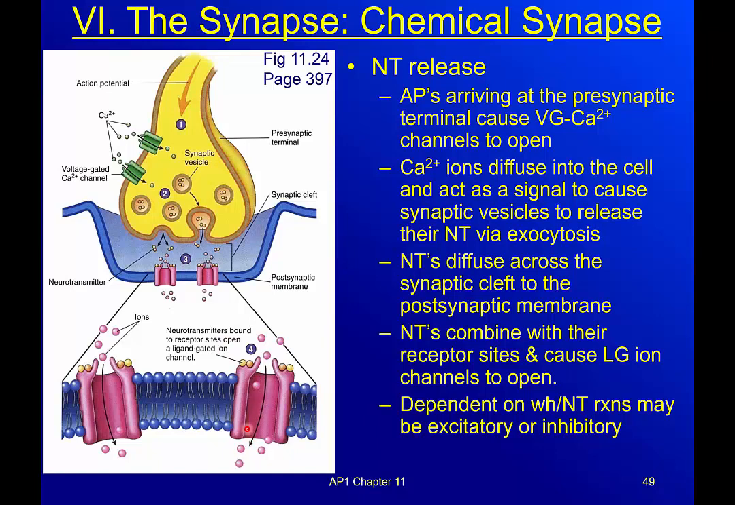Now, it does kind of depend on which neurotransmitter is being released. It can be either excitatory or it can be inhibitory. So excitatory means I'm going to cause an action potential. I'm going to get the next cell to fire. Inhibitory means I'm going to shut that cell down. I don't want it to fire. It's pretty much exactly what the name sounds like. It's going to make something happen or it's going to stop something from happening. Excitatory, I'm going to make something happen. Inhibitory, I'm going to prevent something from happening.